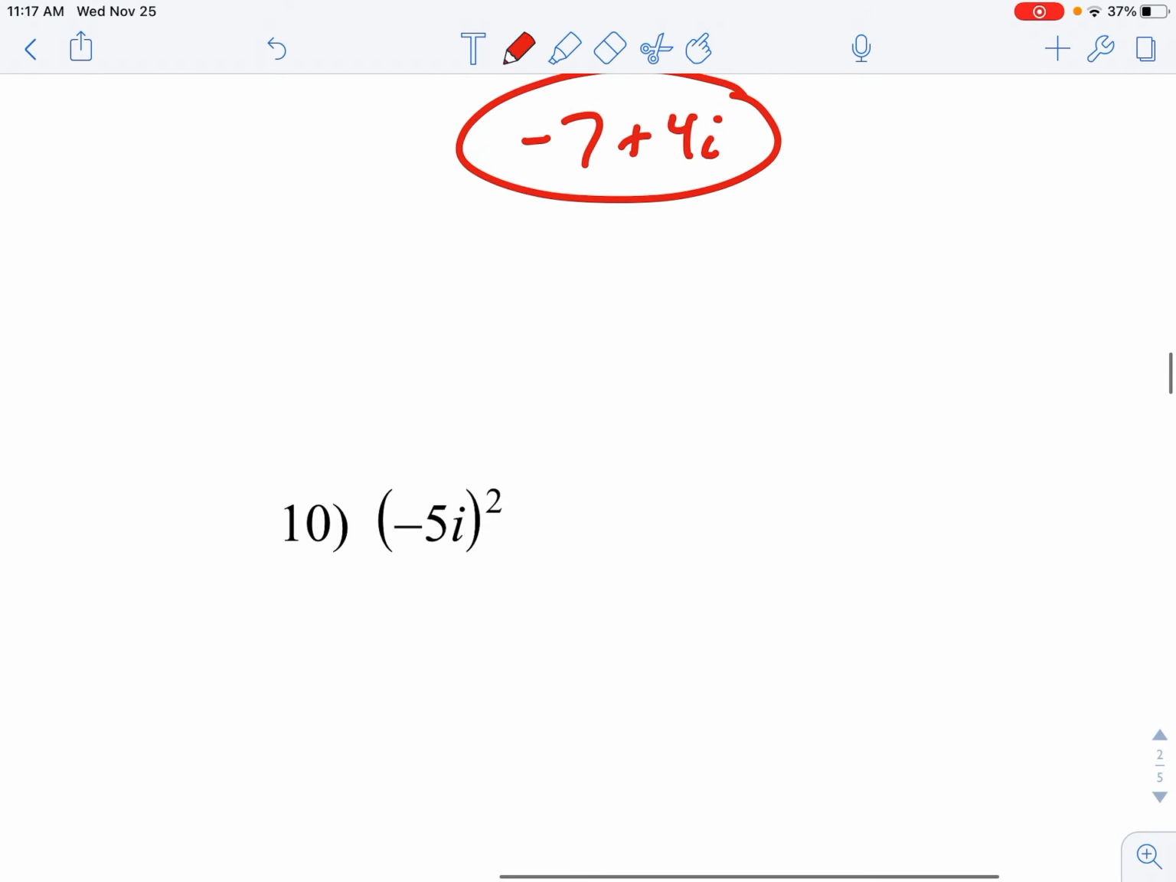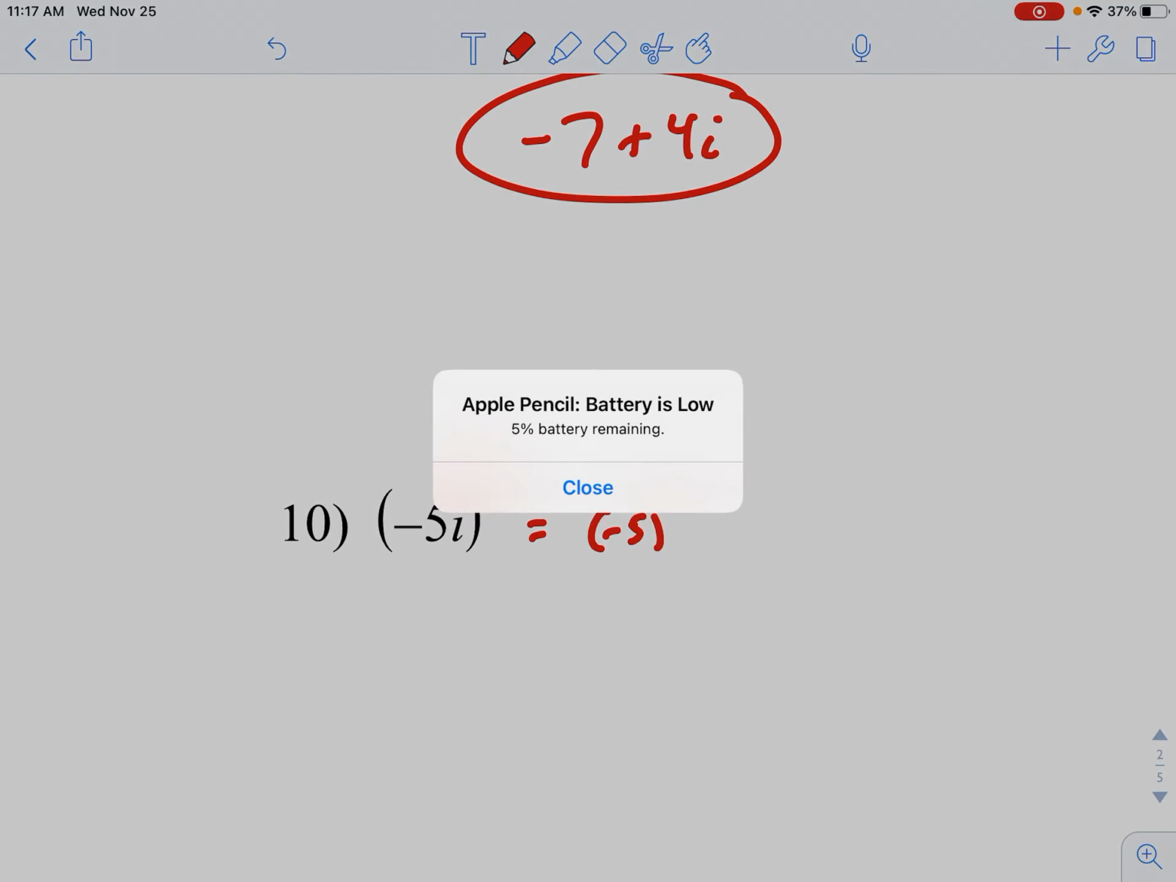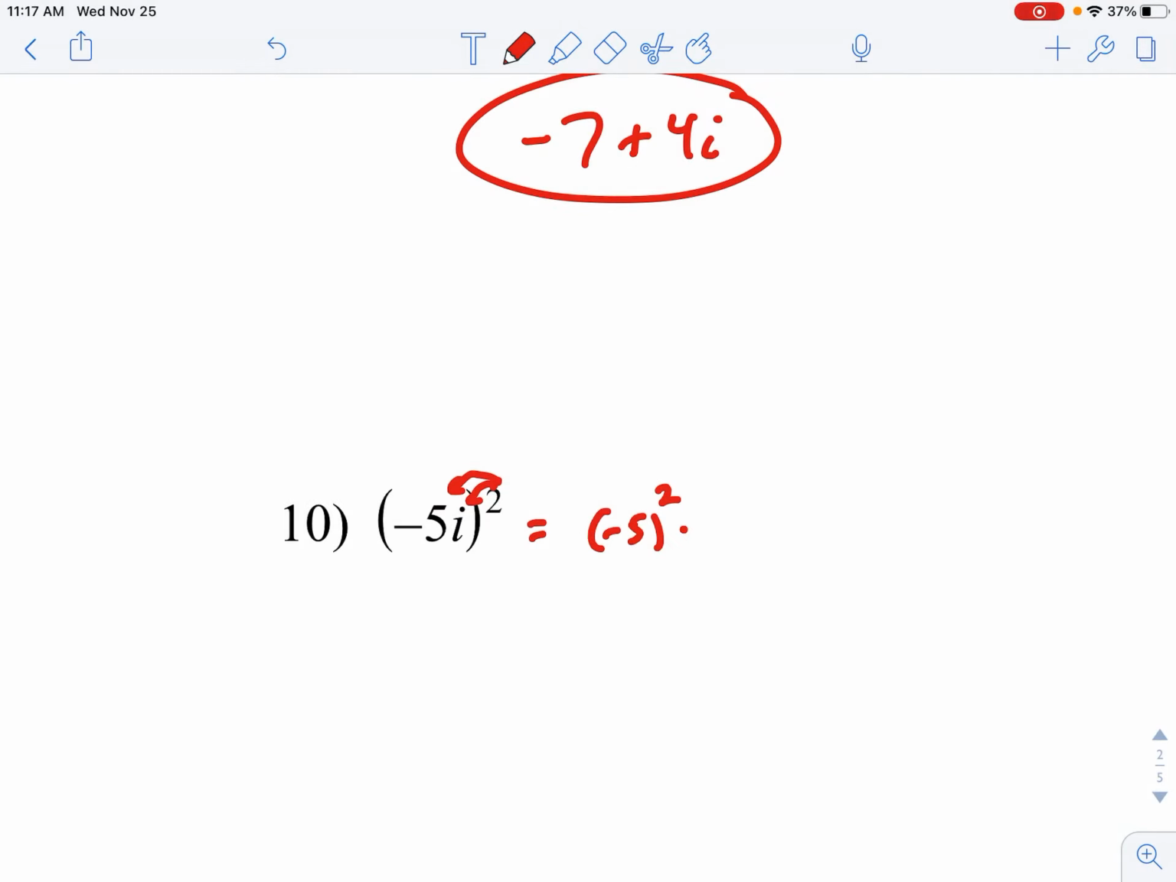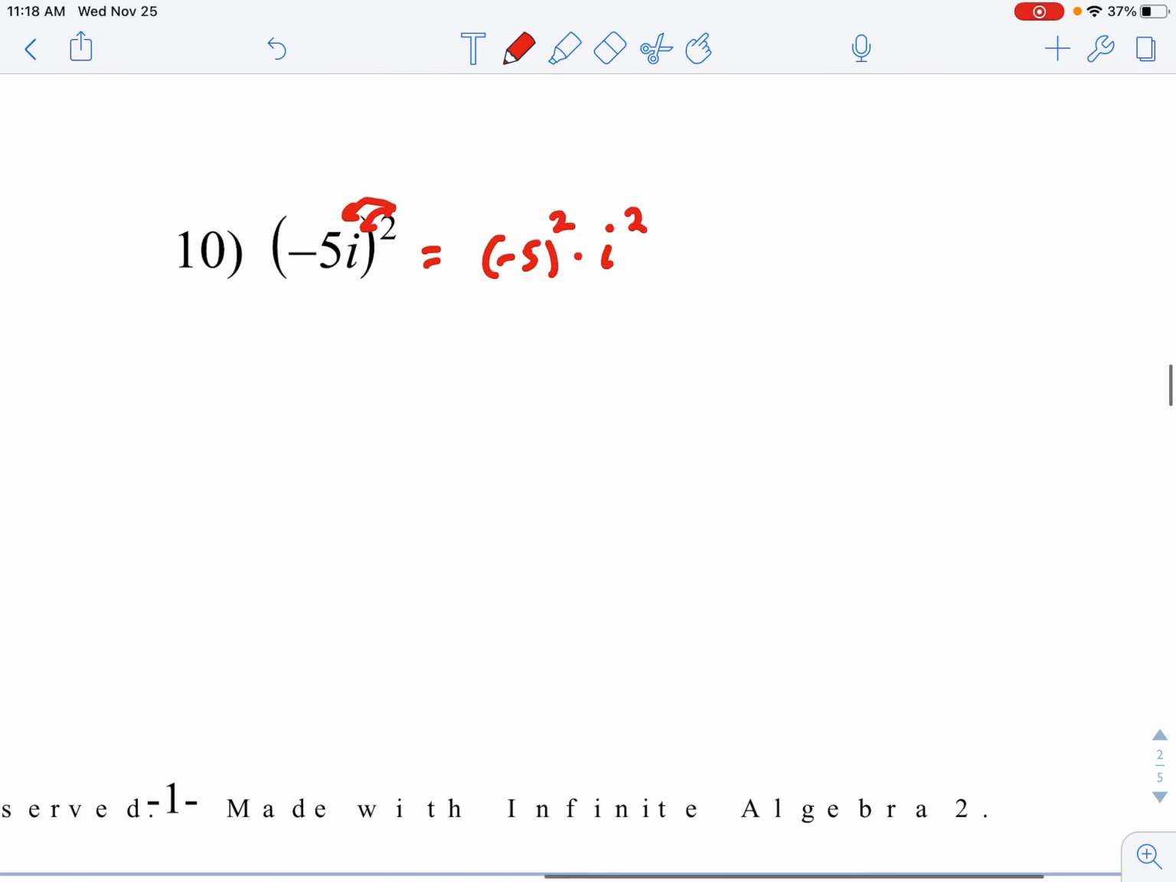Number 10. Now we're getting to a power. Negative 5i squared. So this is like squaring both of these things. It's negative 5 squared times i squared. Oop, my pencil is dying. So I've got to plug my pencil in to give it a little juice and just sort of talk for a minute, and hopefully you don't get too distracted.